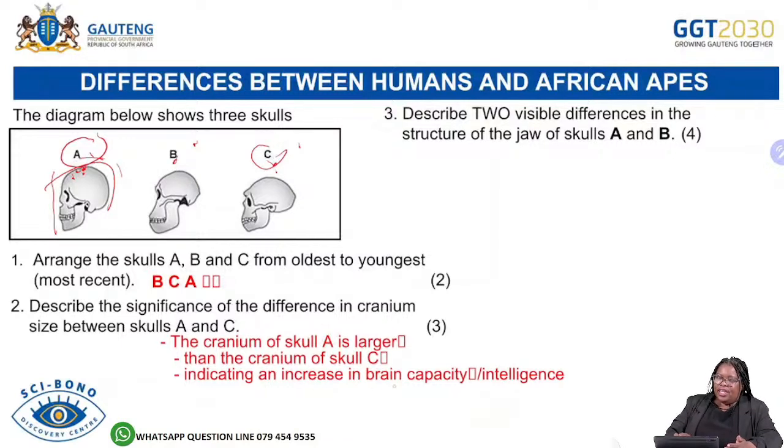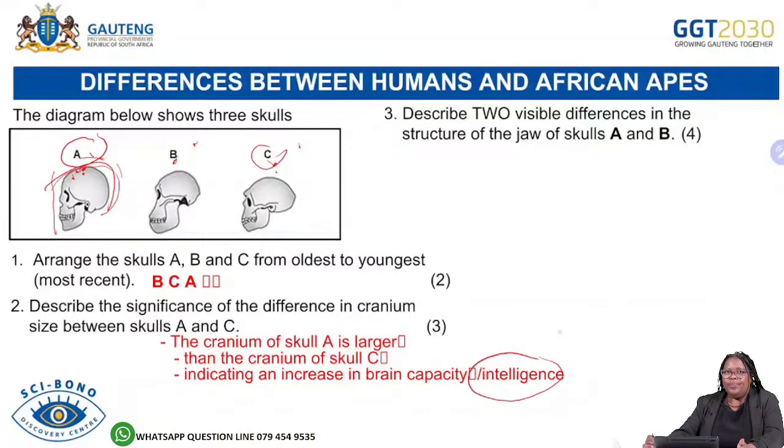Then indicating an increase in brain capacity. So remember, this has got an increase and influence in what? In intelligence also. So brain capacity has got influence in what? In intelligence. Yes, you are more intelligent. You are more intelligent than other primates. If I were to put a man here and put a chimpanzee here, you are more intelligent than the other primates.